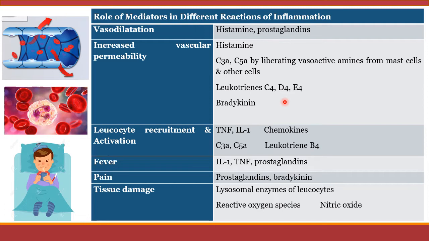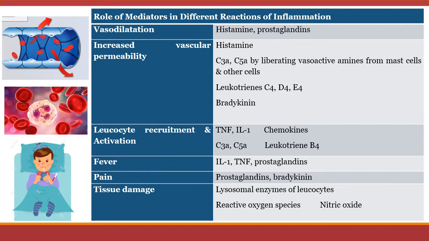So we will see here that some mediators are repeated. For example, prostaglandins are responsible for vasodilatation, fever, and development of pain in acute inflammation. We can see also that histamine is mainly related to the vascular phenomena, like vasodilatation and increased vascular permeability. We can see that tumor necrosis factor and interleukin-1 share many functions, like leukocyte recruitment, activation, and also development of fever, and so on.